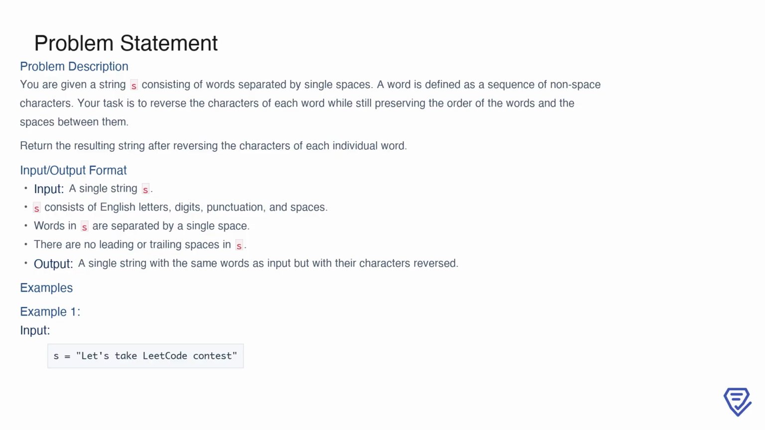The input will be a single string S, which can include English letters, numbers, punctuation, and spaces between words. However, there will be no leading or trailing spaces in the string, and words will always be separated by exactly one space. The output is also a single string, with the same words as the input, but each word's characters reversed. Let's start by looking at an example to make this clearer.